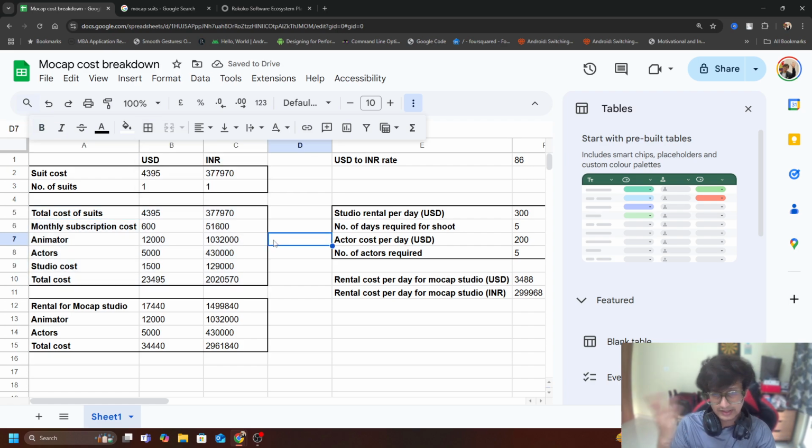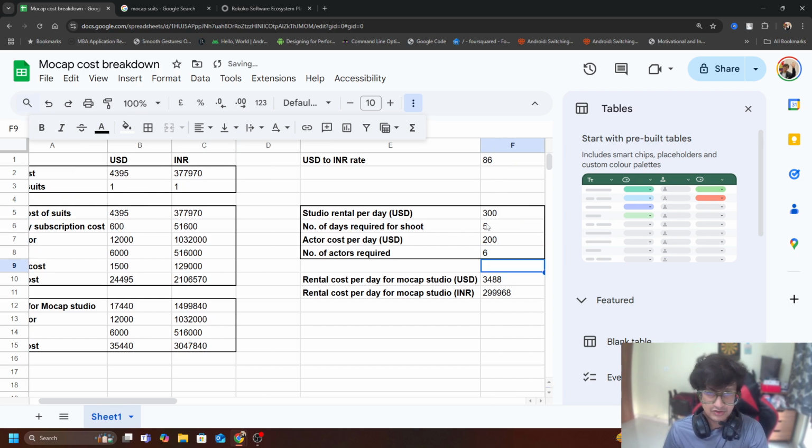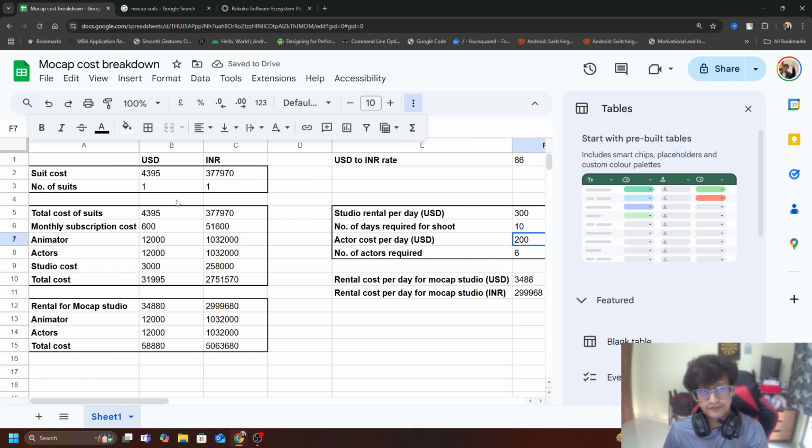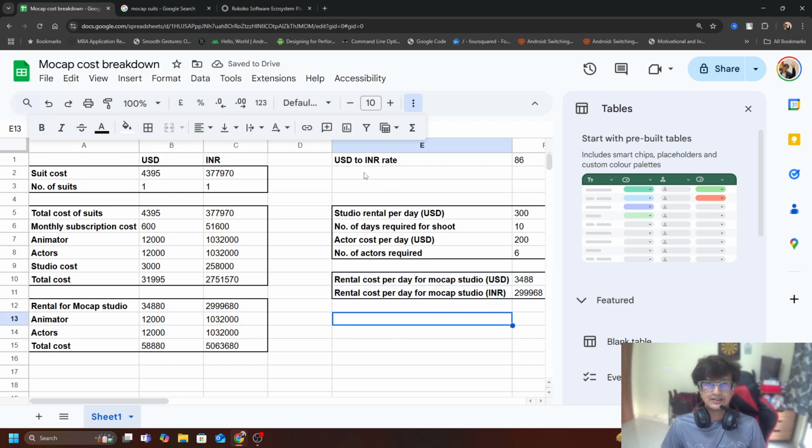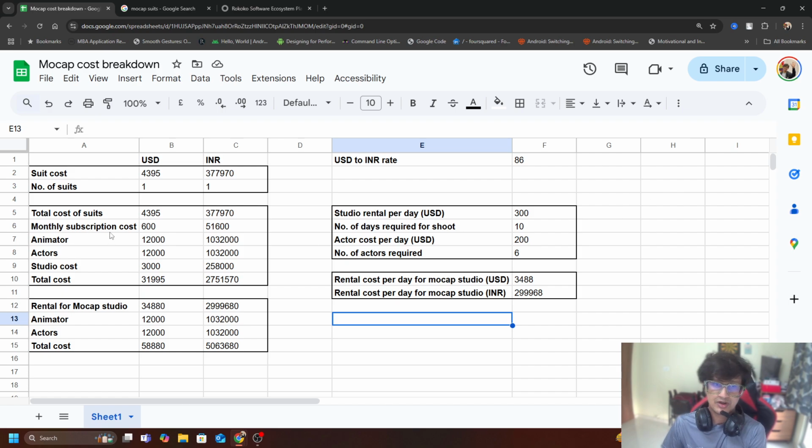But then again, it also depends on other aspects as well. It depends and fluctuates on your number of actors. If you increase your number of actors, if you increase the number of shoot days, then these values increase accordingly. So feel free to play around with this Excel sheet. I hope this video was useful for you guys. I hope this gave you clarity. Once again, the rental cost basically differs from studio to studio. So these costs are not written in stone. These will be different for different studios. We have taken certain assumptions over here, but in essence, this is what it's going to cost you for getting a mocap done for your game. So I hope this information was useful.